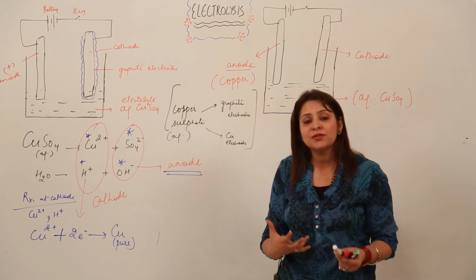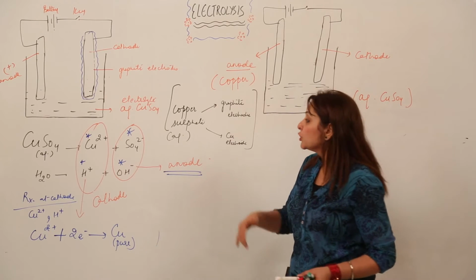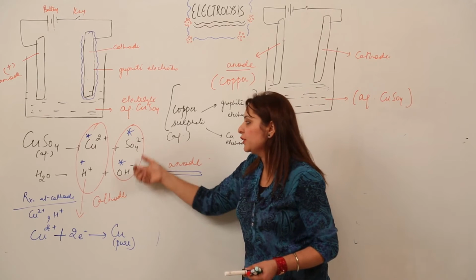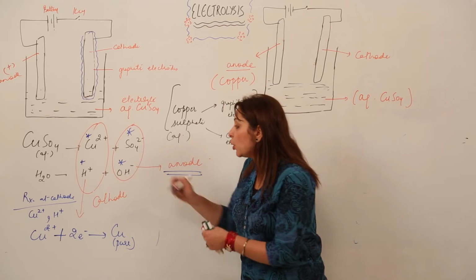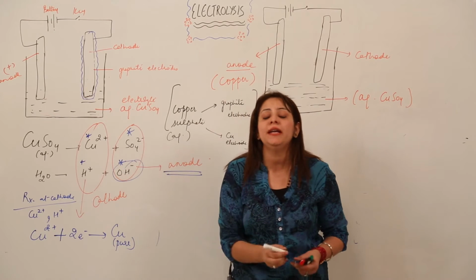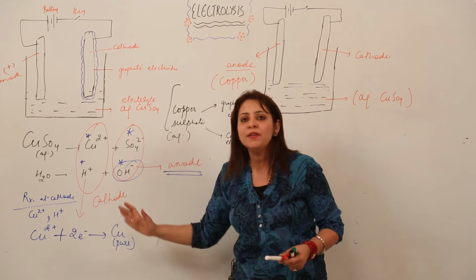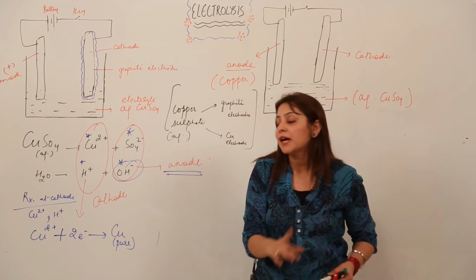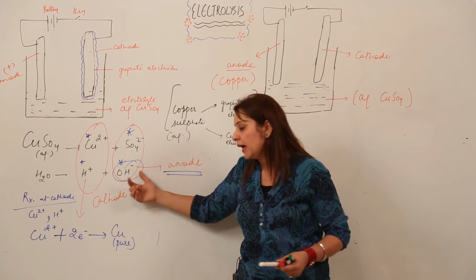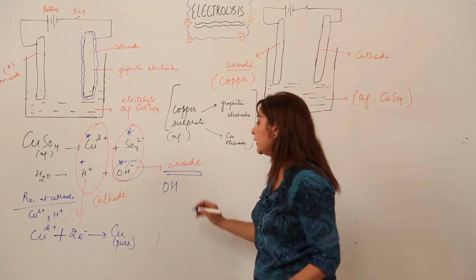Now again the question comes: the one which has the lower electrode potential is going to get discharged. So let us see which of them has the lower electrode potential. Out of them, the hydroxide ion has the lower electrode potential. Though both of them will move, only the one with the lower electrode potential is going to get discharged, and that is the hydroxide ion. So the one which will get oxidized will be the hydroxide ion.